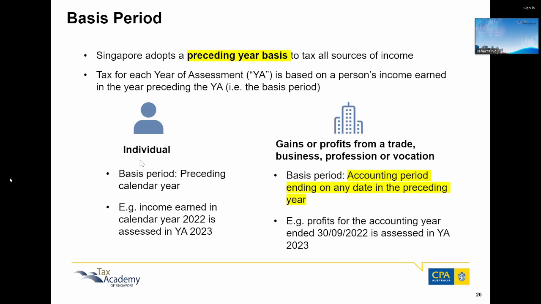So if, let's say, the profits are for the accounting year ended 30th September 2022, it will be assessed in year of assessment 2023. To make it simpler, the last day of the accounting year plus 1 year will be the year of assessment. So it does not need to be a calendar year, it will be the accounting period. Unlike the individual that is on the calendar year from 1st January to 31st December, we'll look at the accounting period of the company's accounts, right?